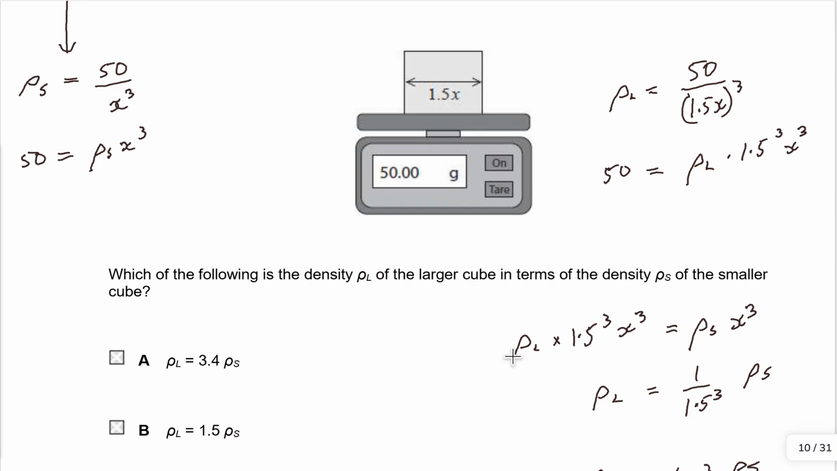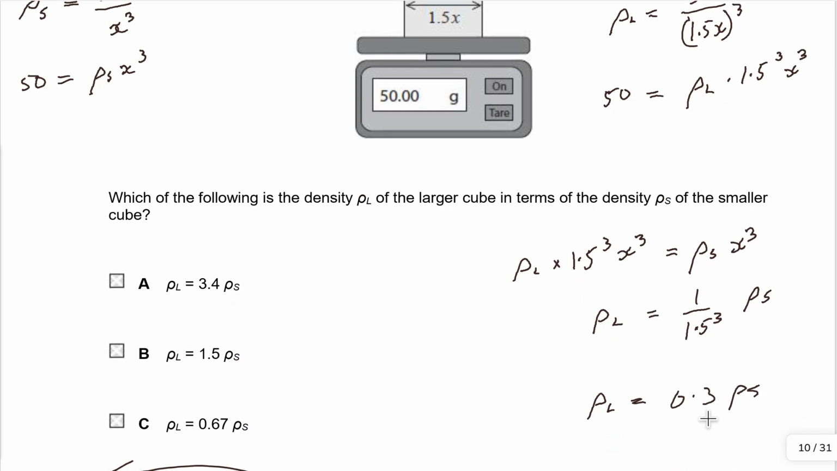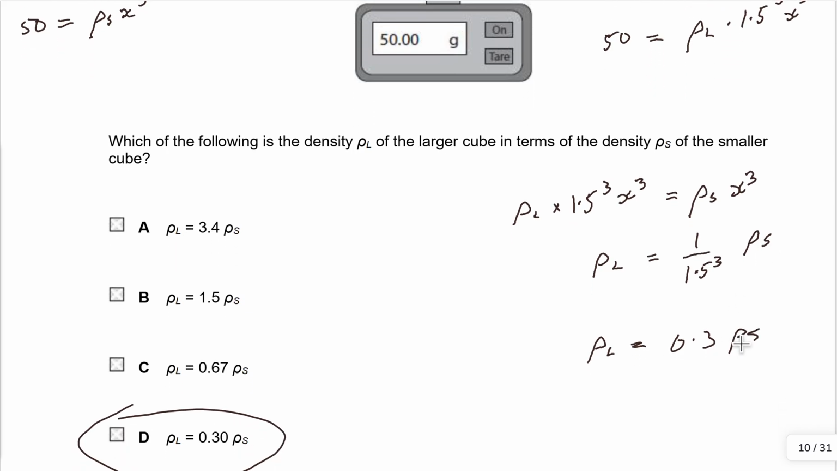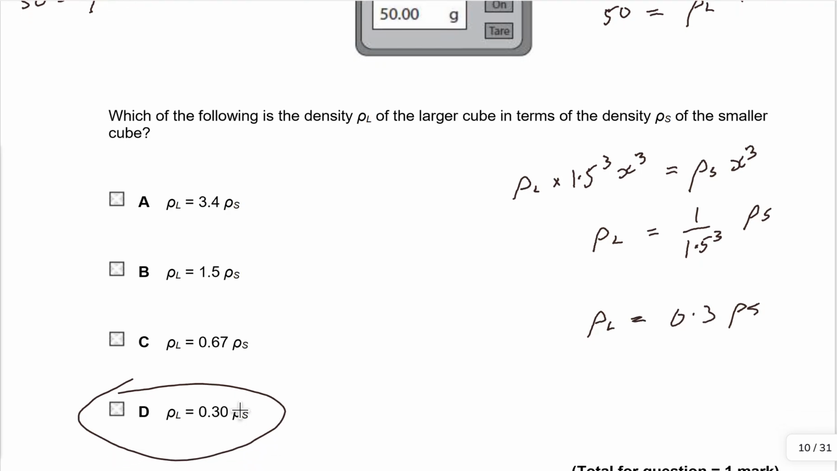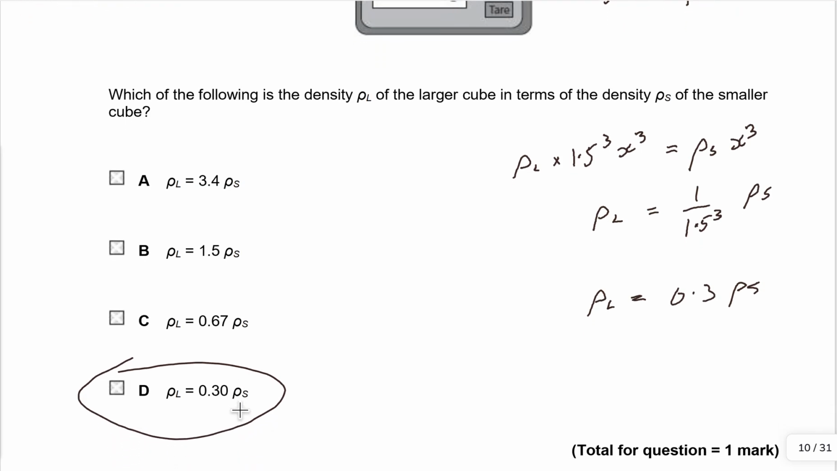So therefore the density of the large cube times 1.5 cubed times x cubed equals the density of the small cube times x cubed. And rearrange and tidy up, we get the density of the large cube is 1 over 1.5 cubed times the density of the small cube, and that works out to be 0.3 of the density of the small cube. And this is how we answer this question.